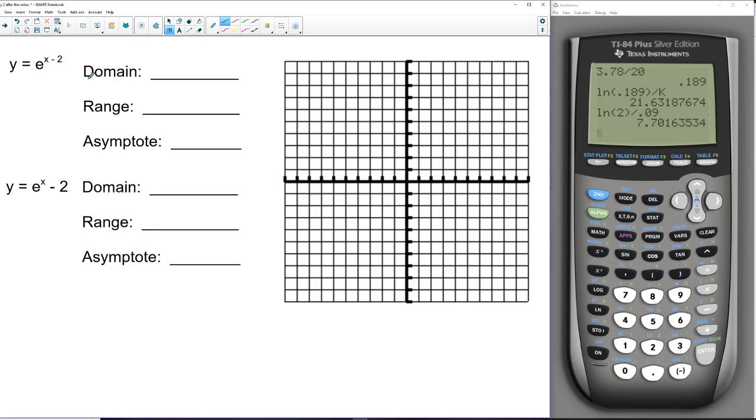Oh, we got a little graphing here. We have y equals e to the x minus 2. e is 2.718, so e is about 3. So if we plug 0 in on the parent graph, we get 1. Let me change the color.